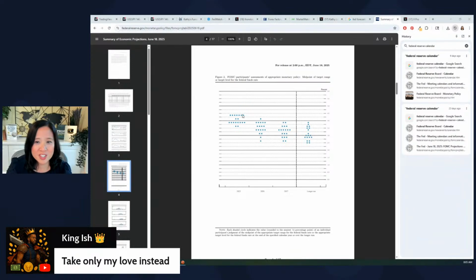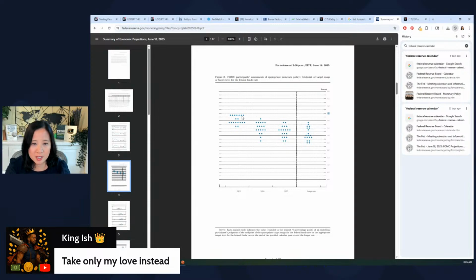Where most of the dots are. So interest rates now are a range between 4.25% to 4.5%. So I'm going to highlight this right here. So this, it's right now, I can't highlight it, but I'm going to highlight 4.25. So all these dots right underneath here.